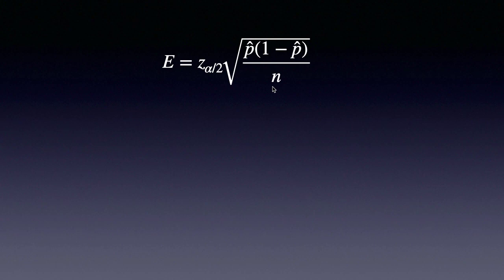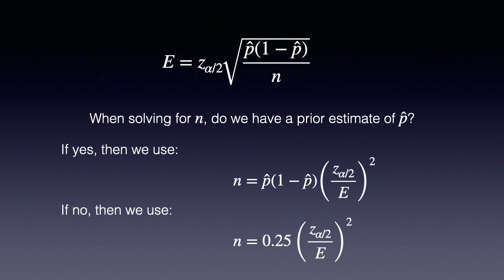Now, this is not algebra class, so I'm not going to bore you with the algebra, but here's what the bottom line comes down to. When we solve for n, the question we have to ask is, do we have a prior estimate for p hat? If you do have a prior estimate for p hat, then you're going to use n equals p hat times 1 minus p hat, times Z alpha over 2 over E, squared. If you don't, then you're going to use 0.25 times Z alpha over 2 divided by E, squared.